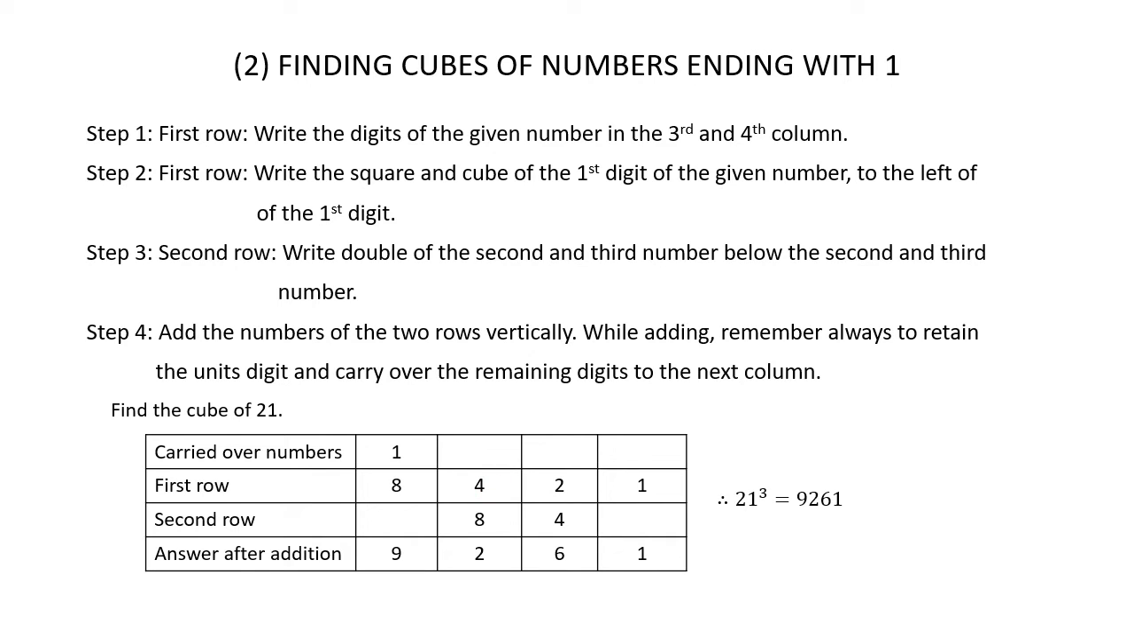Now double of 4 is 8. Write 8 below 4. Double of 2 is 4. Write 4 below 2. Now add the numbers in the first and second row. Since 1 is a single digit number, you can write 1 as it is. 2 plus 4 is 6. Write 6 in the answer. 4 plus 8 is 12. So write 2 in the answer and carry over 1 to the next column. 1 plus 8 is 9. So now you have the answer 9261. So 21 cubed is 9261. Hope you have understood the shortcut method.